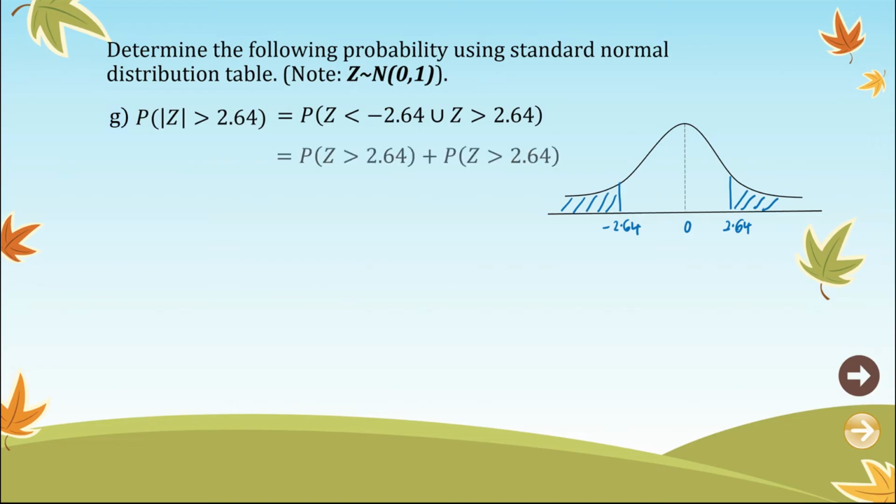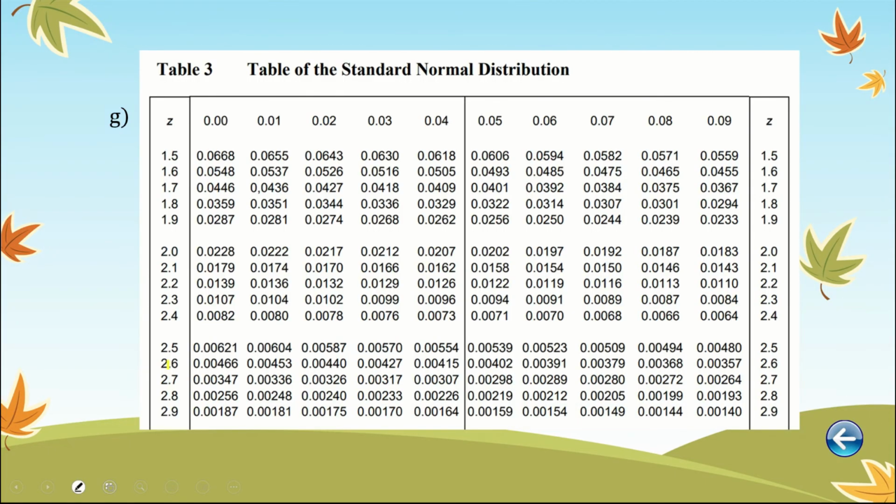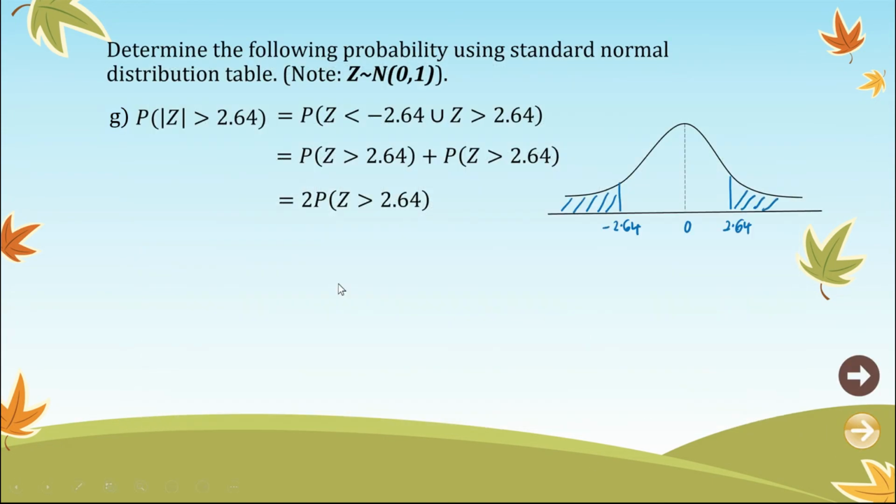So actually these two areas are equal, they have the same values. So we can write P(Z greater than 2.64) plus P(Z greater than 2.64), because the areas give the same values. That is equal to 2 times P(Z greater than 2.64). Let's read the table. Here is 2.6, 0.04. The value should be 0.00415. So the value should be 2 times 0.00415. Your answer should be 0.0083.